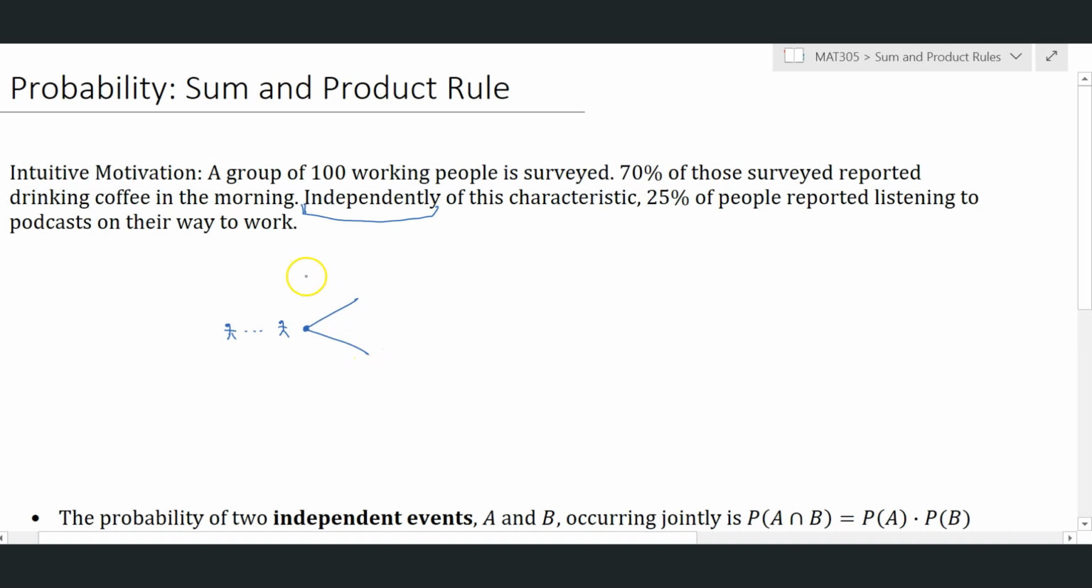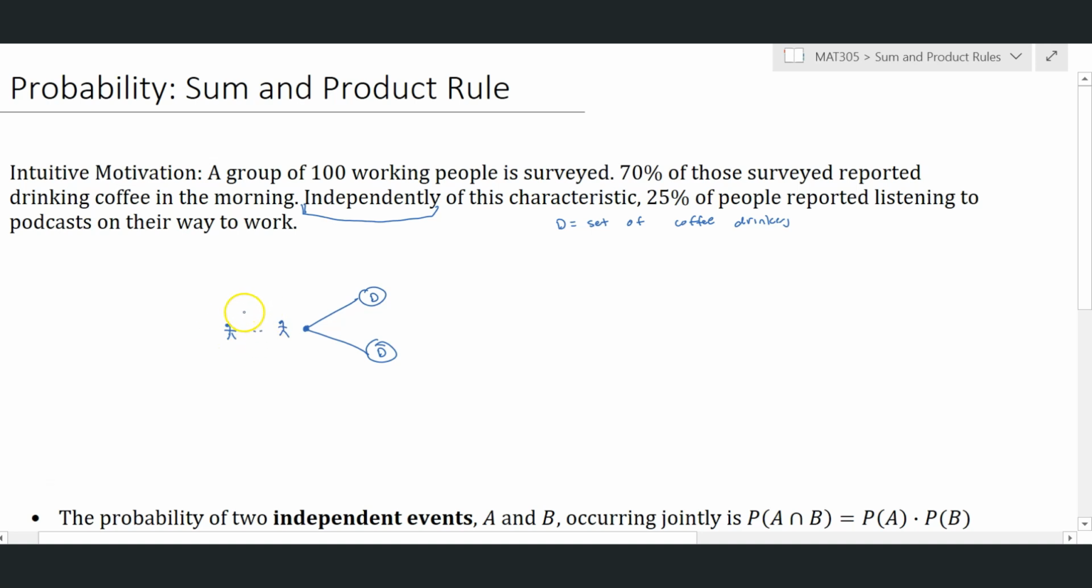So let's go ahead and define the set of all people who drink coffee as set D, so the set of coffee drinkers. And then, of course, D complement, D with a bar over it, would mean those who are not in that set, or the complement of that set.